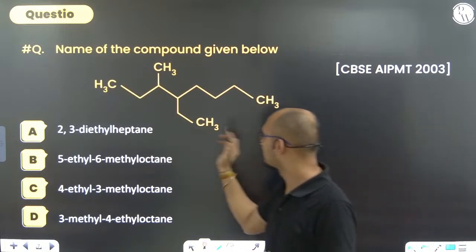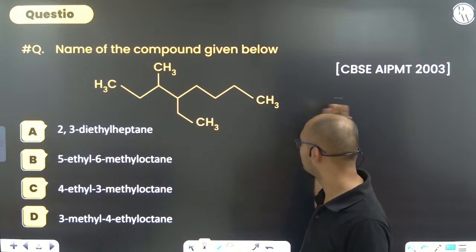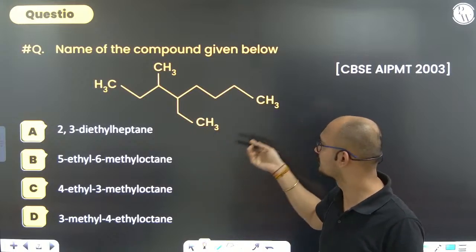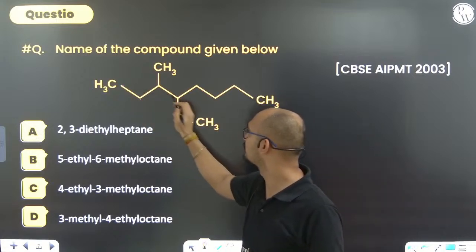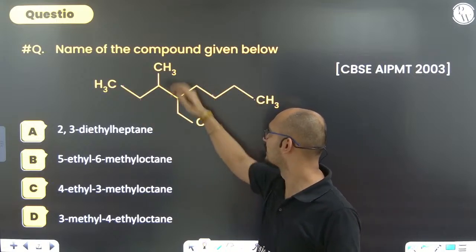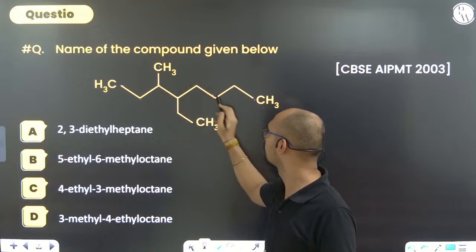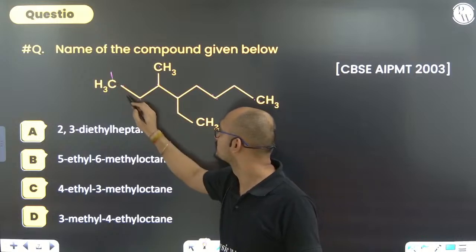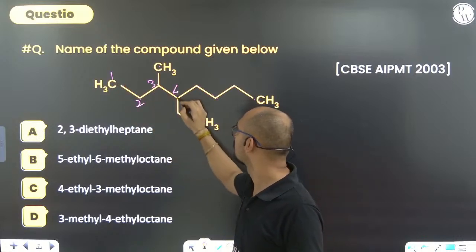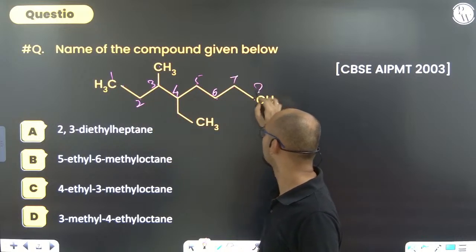Name the compound given below. Can you see? These are all PYQs. You all can see that. First of all, you have to check which is the longest carbon chain. Okay, 1, 2, 3, 4, 5, 6, 7, 8. Is there any other possibility? 1, 2, 3, 4, 5, 6, 7. No, no other possibilities there. So let's see, 1, 2, 3, 4, 5, 6, 7, 8.